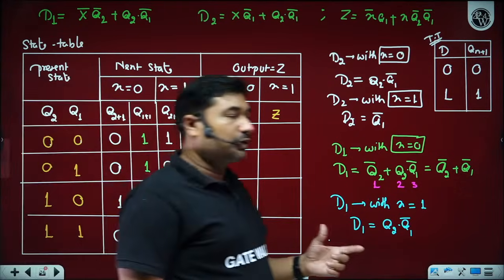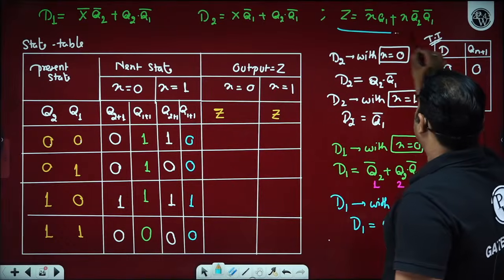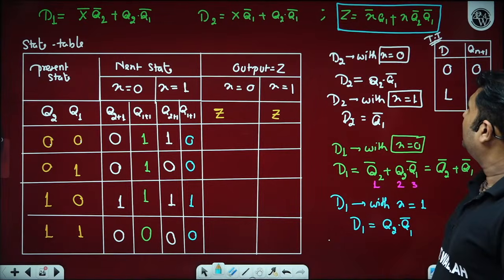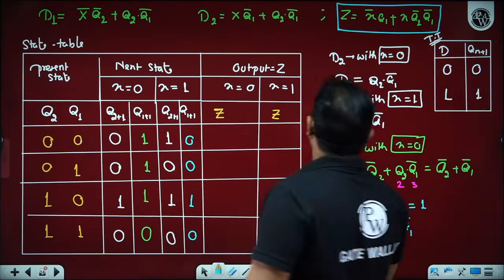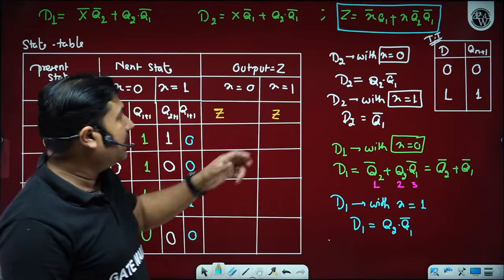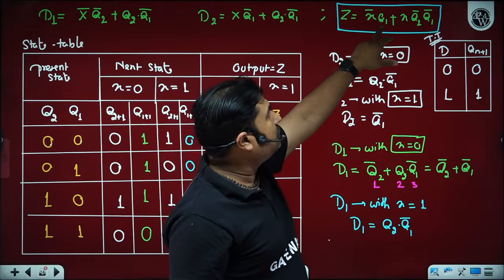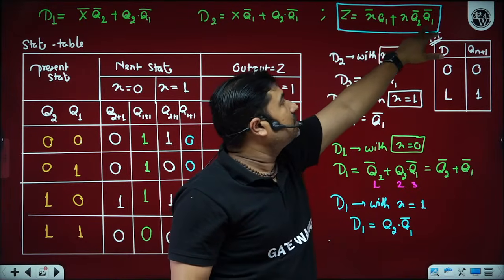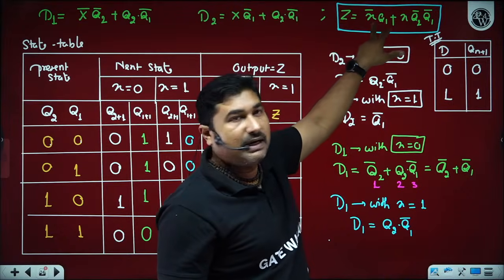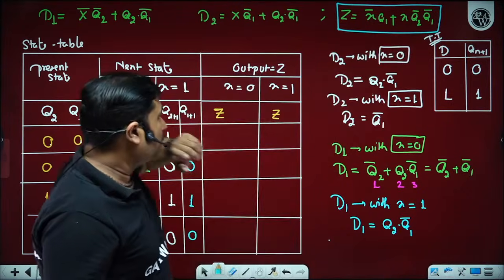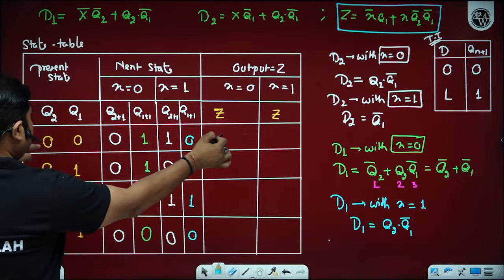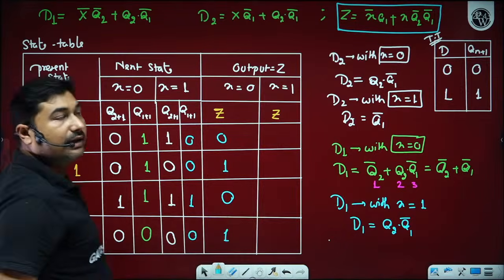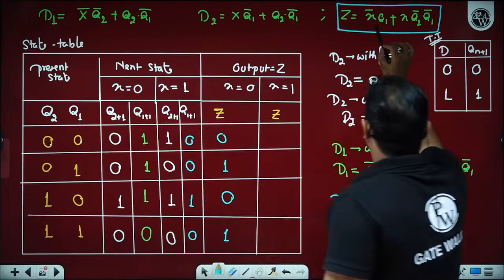Now talk about the output. Output Z is equal to x bar Q1 plus x Q2 bar Q1 bar. So in case x is equal to 0, what will you get? We get Q1 only, because x is 0, so the second term will be 0, and 0 bar is 1, into Q1 only. So if Q1 is high, we get high with x equal to 0. If Q1 is low, we get low. Okay? Yes, sir. With x equal to 1, the first term will become 0.